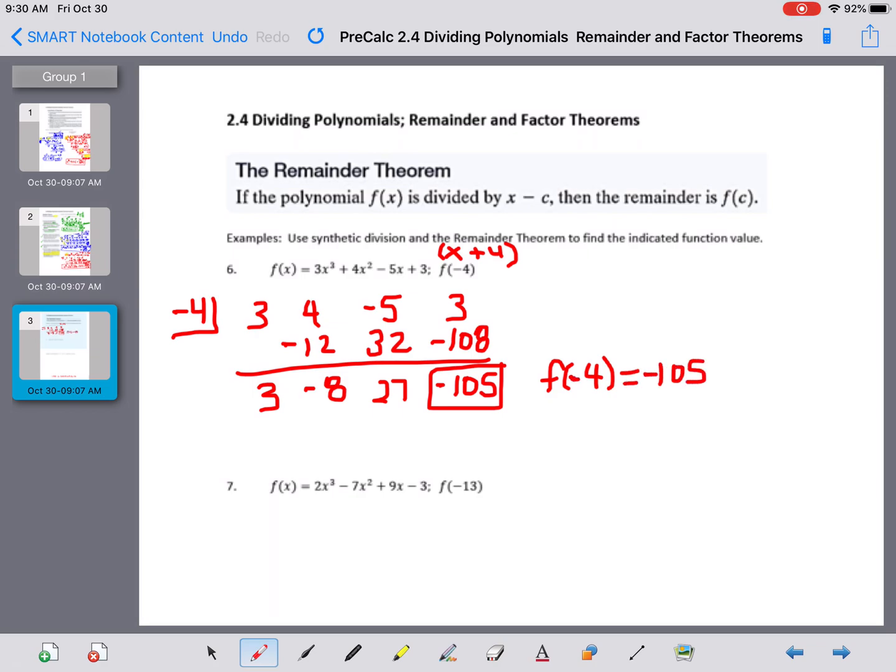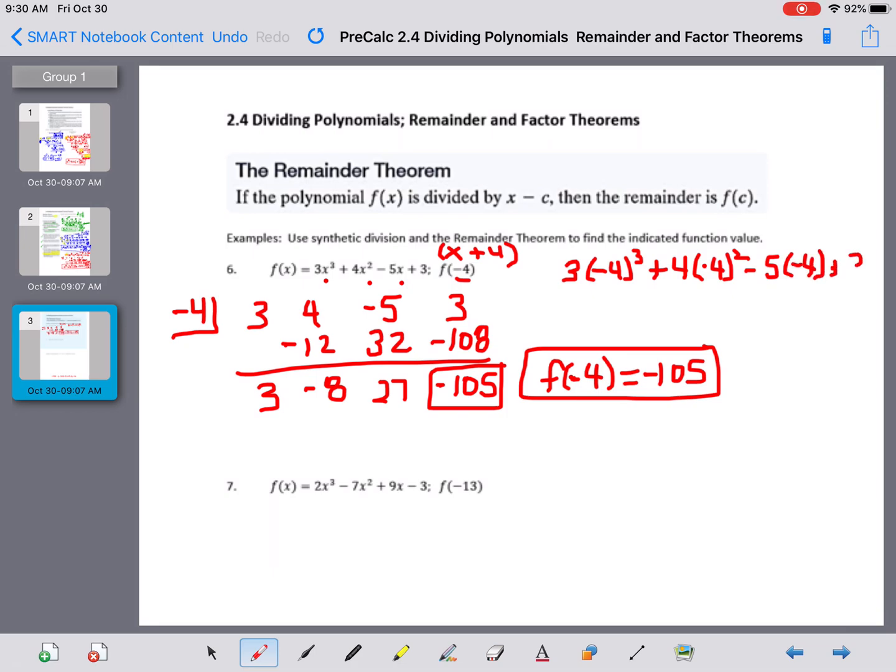So whatever value you get for the remainder is the value, okay? Now, we could check this. We could plug in negative 4 for every x in our equation, right? So we could do 3 times negative 4 cubed plus 4 times negative 4 squared minus 5 times negative 4 plus 3, okay? So, get my calculator out. Negative 4 to the 3rd power is negative 64. So we get 3 times negative 64 plus 4 times negative 4 squared, which is 16. Negative 5 times negative 4 is positive 20 plus 3.